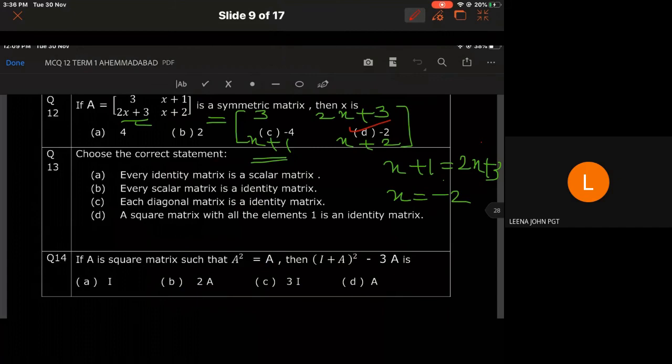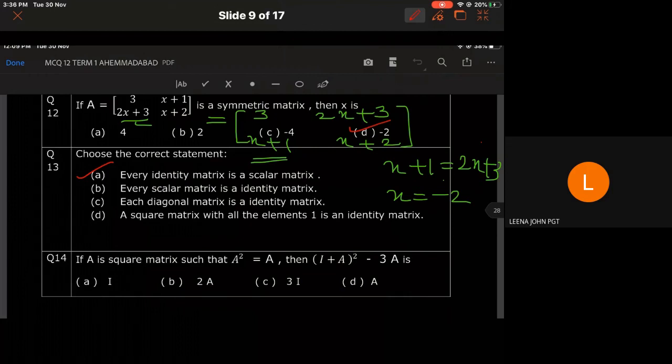Choose the correct statement. Every identity matrix is a scalar matrix. Every scalar matrix is an identity matrix. Each diagonal matrix is an identity matrix. A square matrix with all elements 1 is an identity matrix. So what is correct? Every identity matrix is a scalar matrix. I have explained this at the starting of the class.